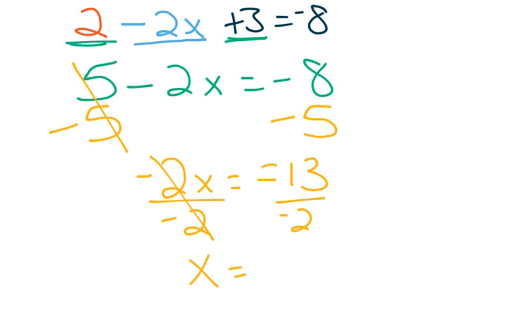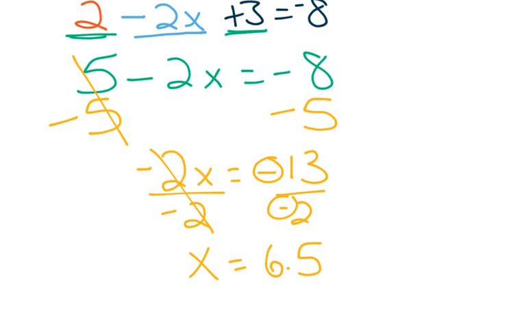Well, negative divided by negative is a positive, so I don't need to worry about the sign. 13 divided by 2: if you want to leave it as a fraction, 13 over 2 is fine. If you want to write it as a mixed number, 6 and 1/2, that is okay. Or if you want to write it as a decimal, 6.5, that is fine with me as well.